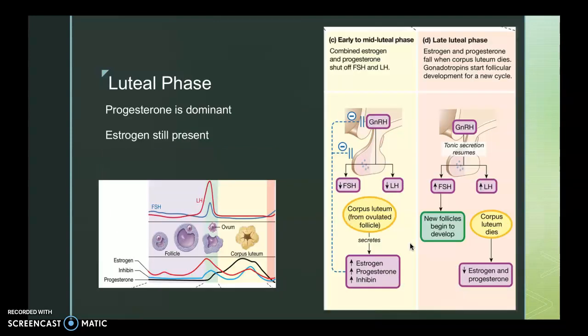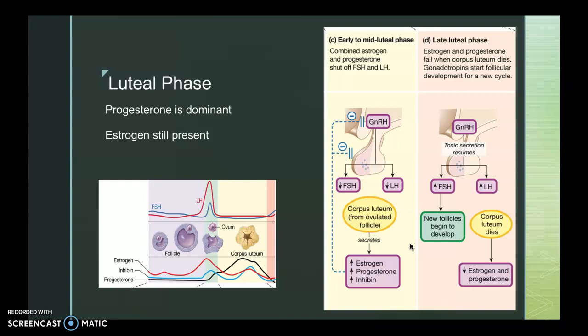And lastly, we have the luteal phase. Progesterone is dominant in this phase. Estrogen is still present, but it doesn't have as big of an impact. We see that when pregnancy doesn't happen or implantation doesn't happen, the corpus luteum is what comes of the follicular cell. That is noted in the right-hand picture.